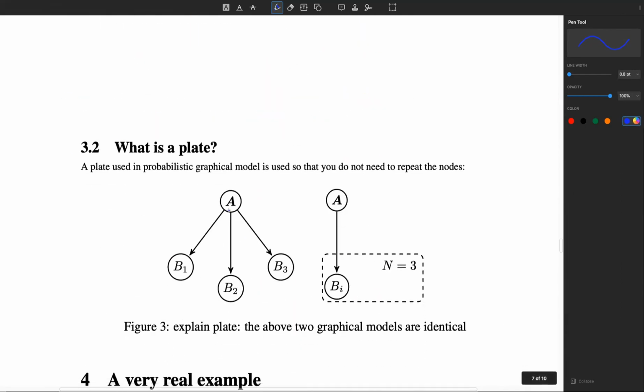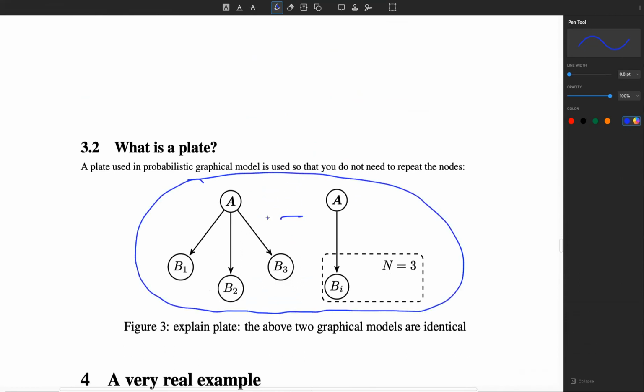So I have a plate. Again, I just illustrate that these are identical. When you have A going to three variables, B1, B2, B3, it's the same as A going to Bi only, with i running over 3. It's just a simple way of writing. And obviously everybody here does data science, and in data science you never have to deal with only one data point. You will have multiple copies, multiple data points. Okay, is that clear?